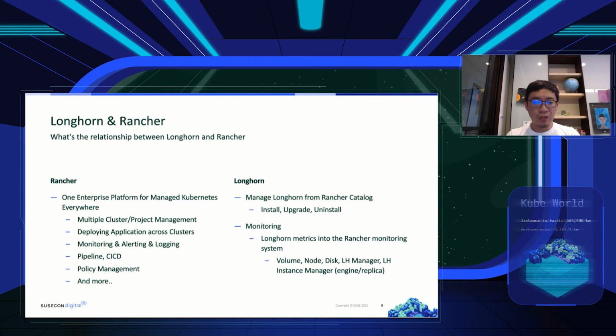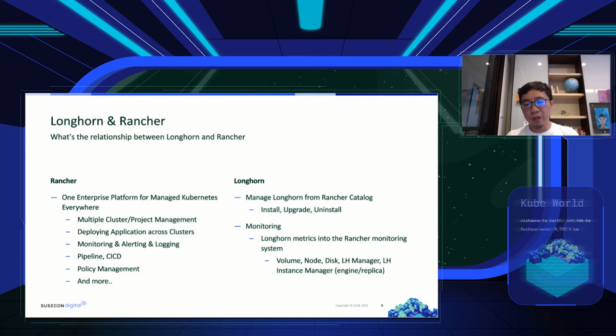Talk about Rancher. Rancher is an enterprise platform for managing Kubernetes everywhere. Basically, it does multiple cluster and project management for isolation across multiple clusters. You can manage different clusters on different infra, and you can also deploy applications across the clusters. So that means if any downstream cluster is managed by Rancher, you can deploy Longhorn to the downstream cluster and manage the Longhorn system lifecycle. And you also have some extended functions like monitoring, alerting, logging, even pipeline, policy management, etc.